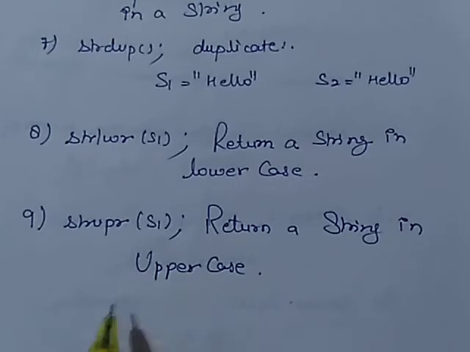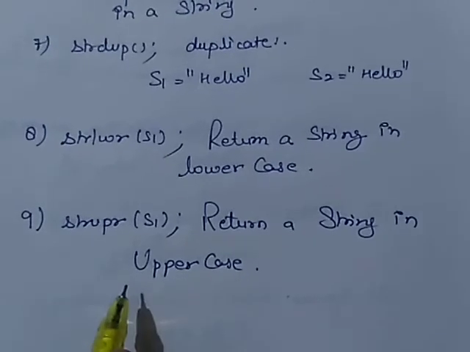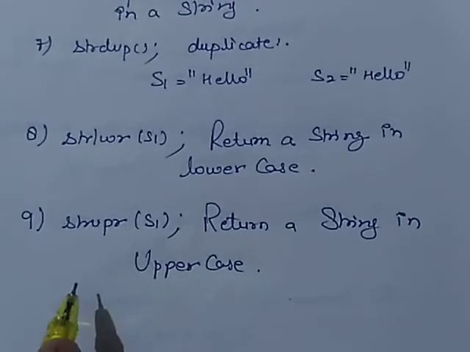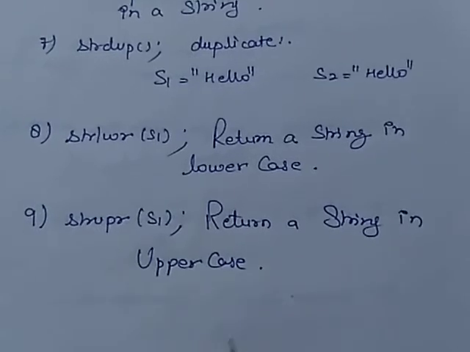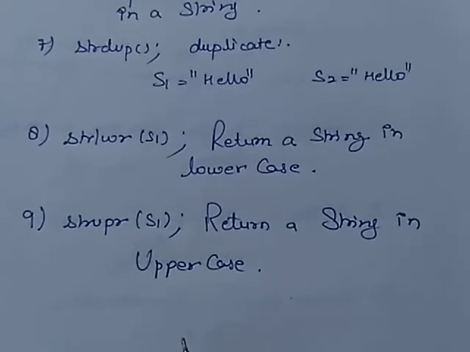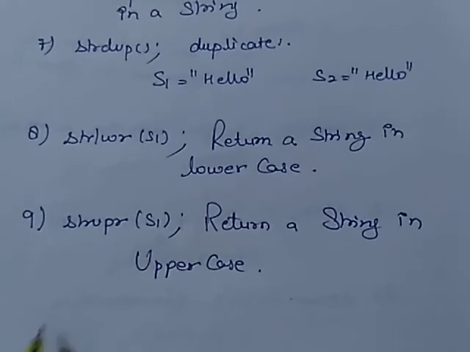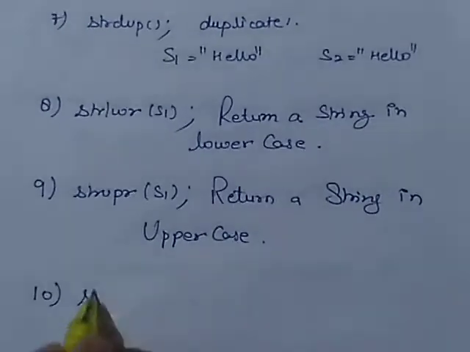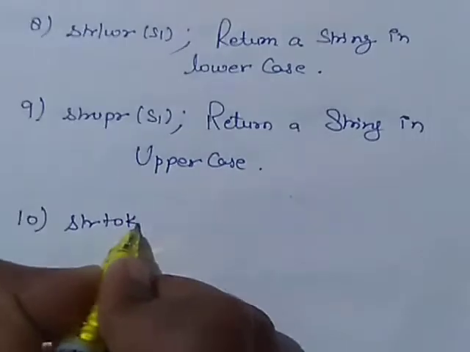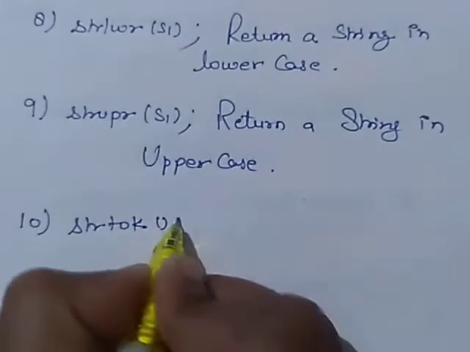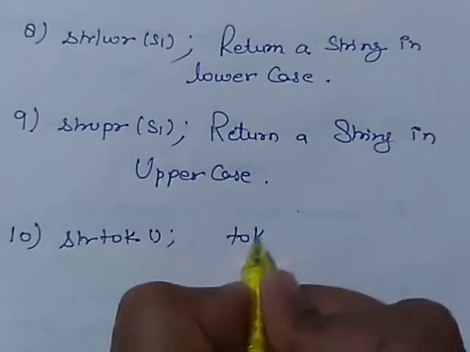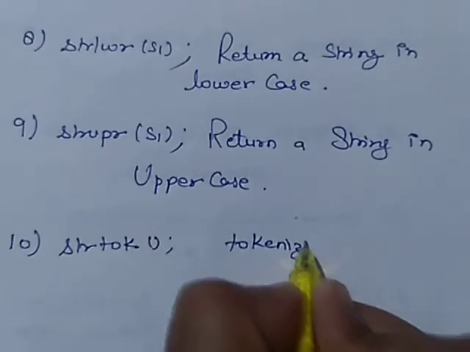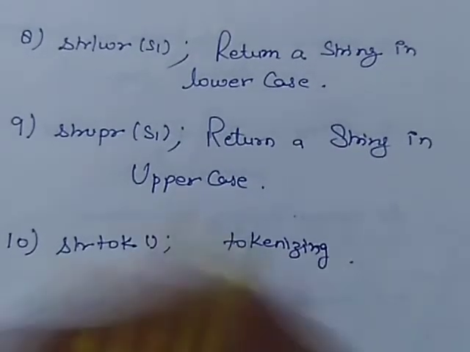Now these functions that I have told you, you can use in a program and perform various operations on a string. And one important function, the most important function that C internally uses, is strtok. It means tokenizing. The string is broken into small parts.